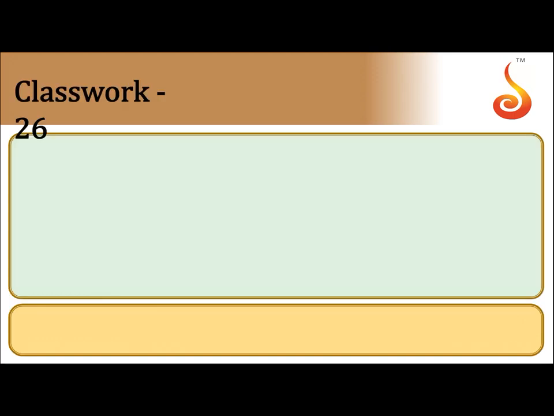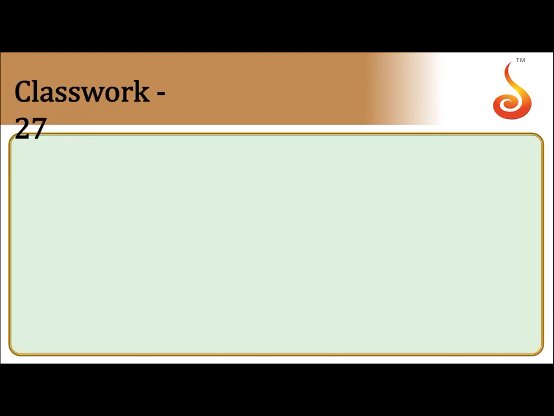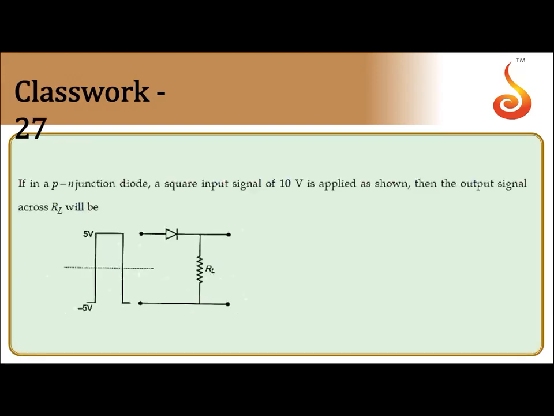Yes, we shall move on to next one. If in a PN junction diode, a square wave input signal of 10 volt is applied as shown, then output signal across RL will be.